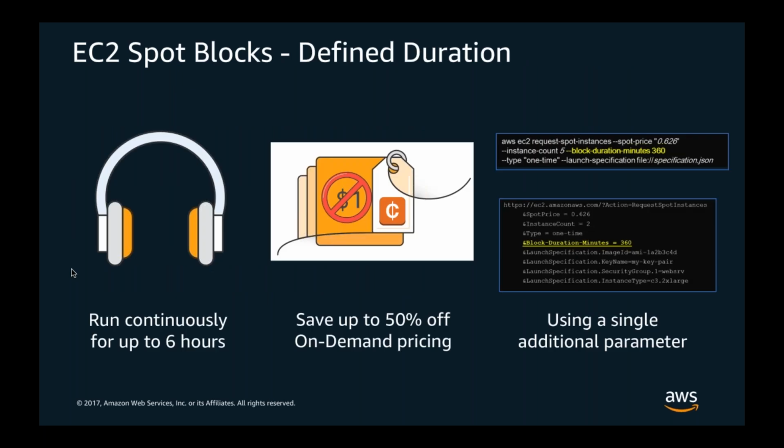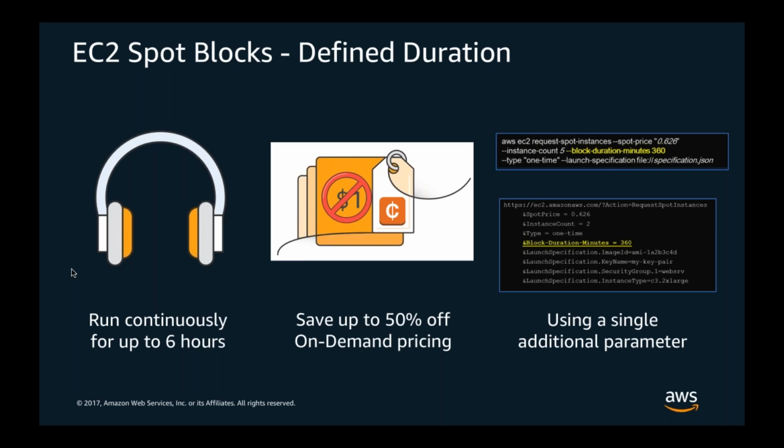For those of you that have said, I have instances and applications that need to run continuously without potential interruption for a period of time, we do offer something called spot blocks, or defined duration spot requests. And these spot blocks can run continuously for anywhere from 1 to 6 hours. The discount off of the on-demand pricing is not as steep as spot instances themselves. However, you still receive roughly 50% off of the on-demand price.